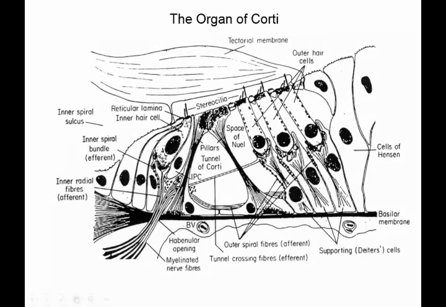What else do we have here? We have some other definitions of the tunnel of Corti. We've got the Hensen cell here, Deiters cells here, the supporting cells, they're all cells that keep the thing in place, effectively, because as you remember, the whole thing vibrates, but it needs to be fairly stiff, because the hair cells actually do something with this vibration. And so these are cells that are important for support.